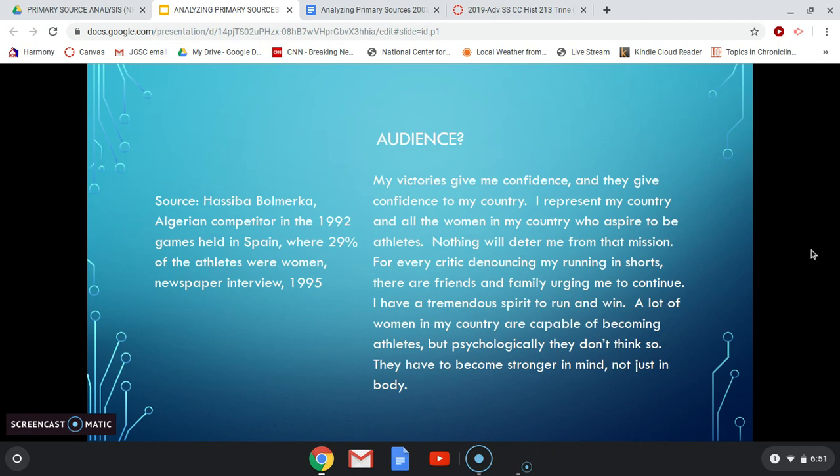So she's wearing what we would think of as athletic clothing. And she had critics denouncing her. But apparently, there are people urging her to continue. So her audience, I suspect, is people in her country, her critics, but even more specifically, probably the women in the country. So her purpose in writing then, well, maybe it's to encourage these women or younger girls, right? To act as a role model for them.